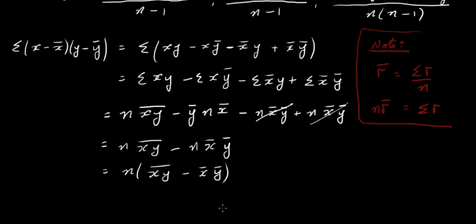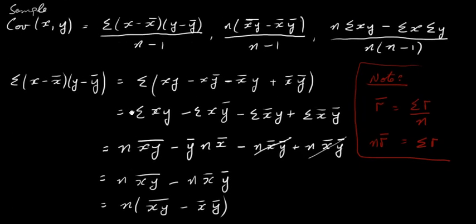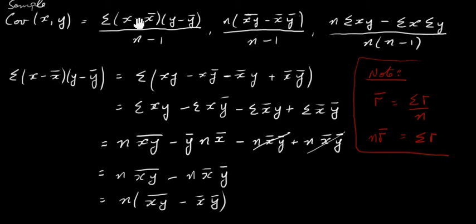Okay, so that's our numerator just rearranged. So remember, we started here, multiplied these out, and we ended up with this here. So look, this here is just the numerator of our second version of this definition of covariance. So we have n times (xy bar minus x bar y bar) on the top here. So we've derived this formula.